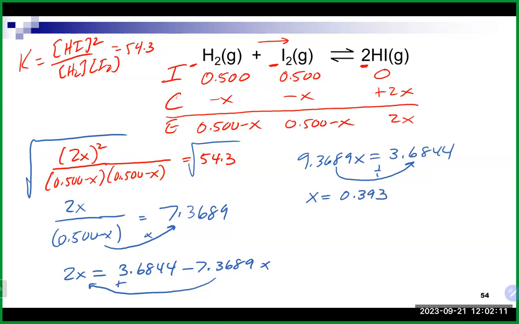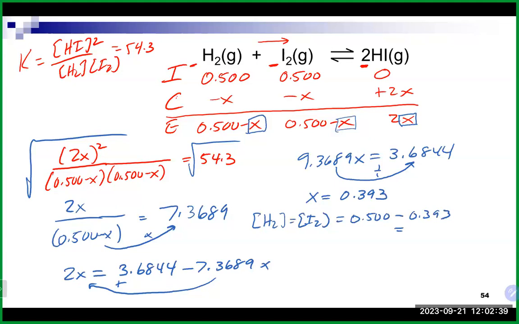Any questions on that? So clearly here, we didn't use the quadratic. We got one x value, so that hopefully should be the x value. So we're going to now put that x value, as it represents every x that you see in this ICE table, back into here. So that would give us the concentration of H2, which would also be the concentration of I2 in this case, since they're basically the same. 0.5 minus x.